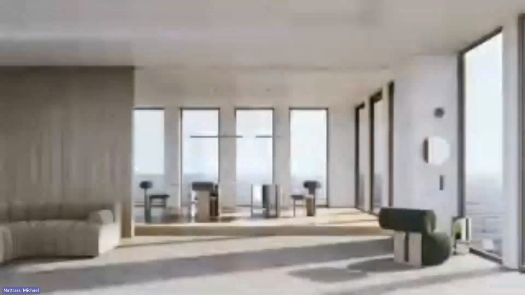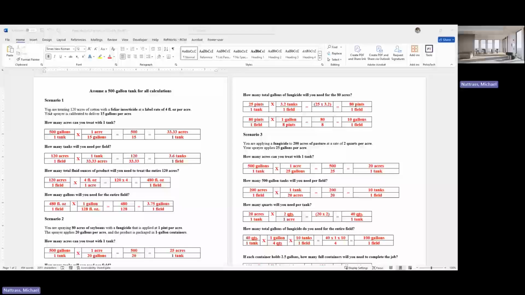Let's take a look at some basic fundamental calculations for how to determine how much insecticide or fungicide or nematicide, or whatever it is that you're going to need, based on a label rate. The first thing to understand is how much can you treat? We're going to assume for all calculations that we have a 500-gallon tank.